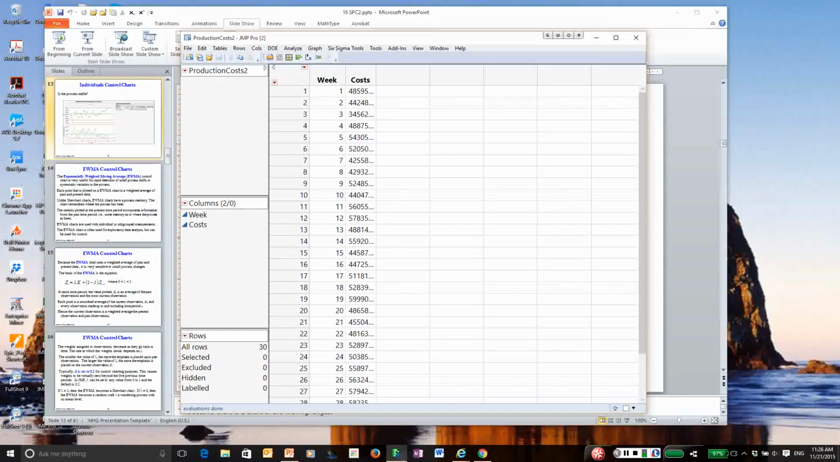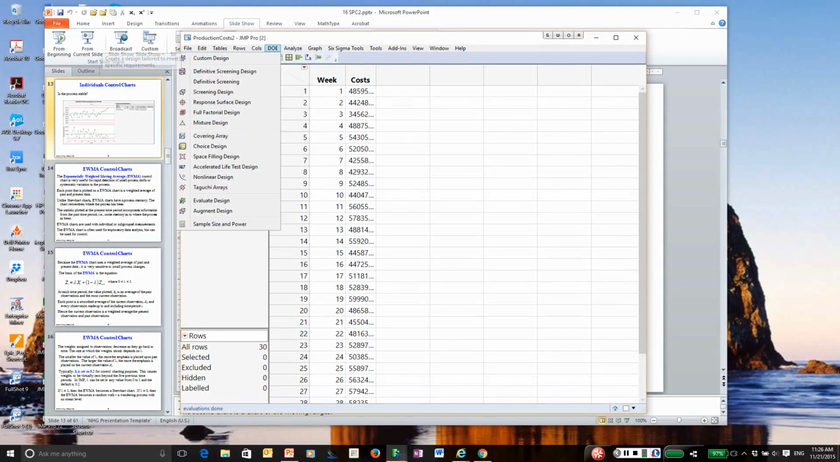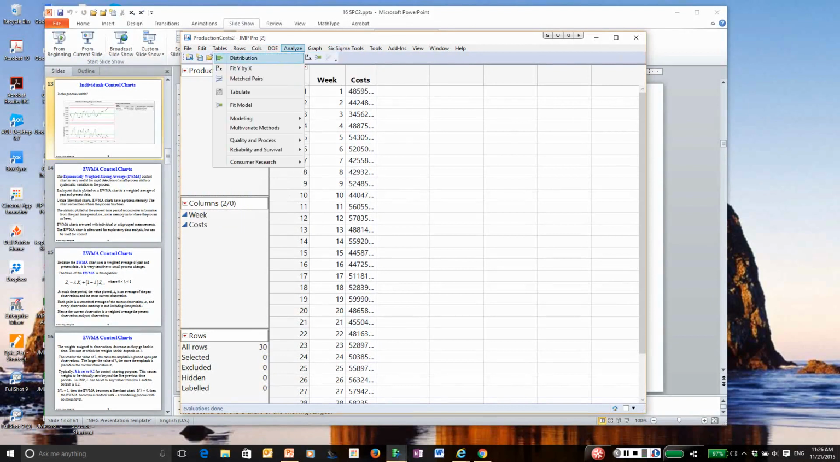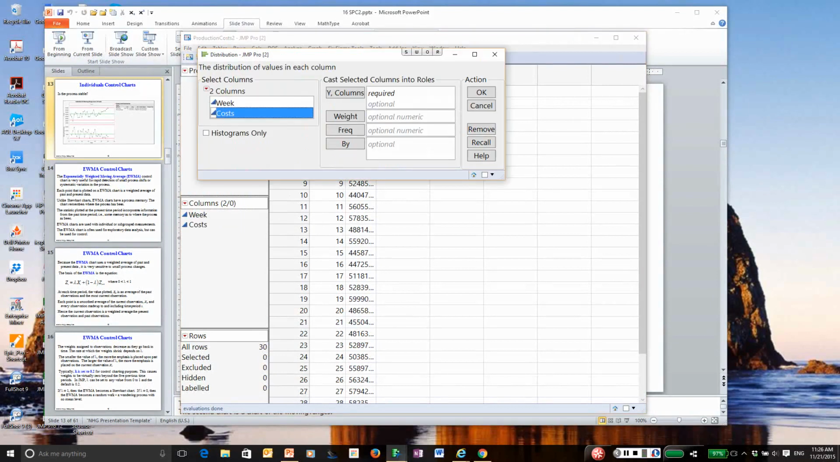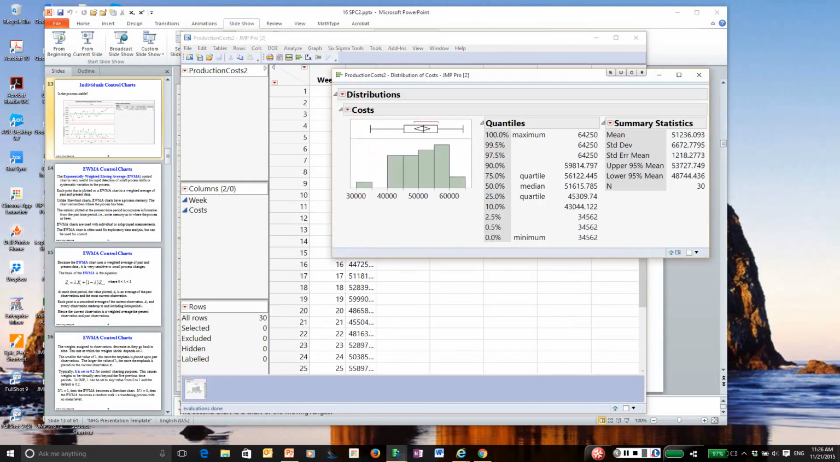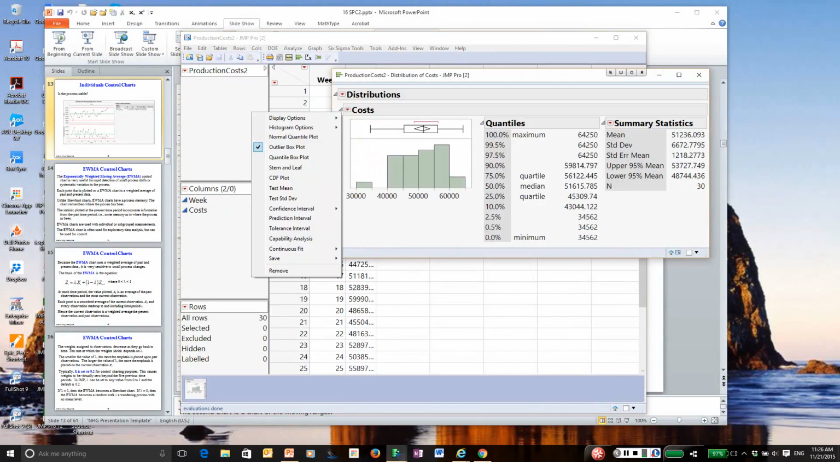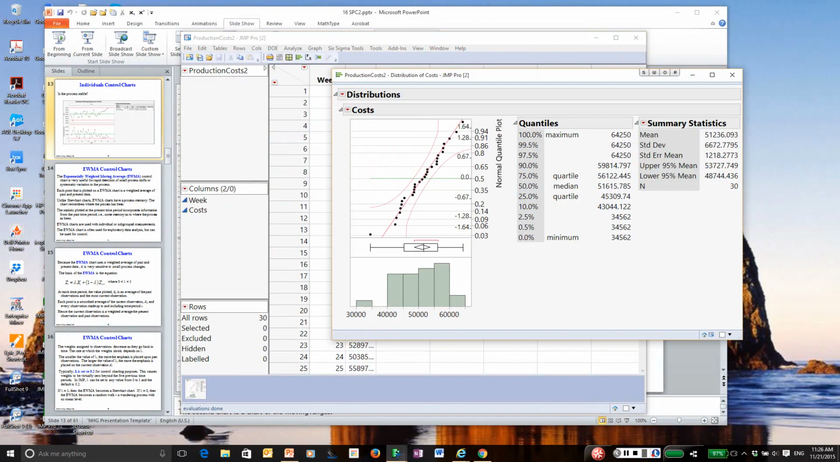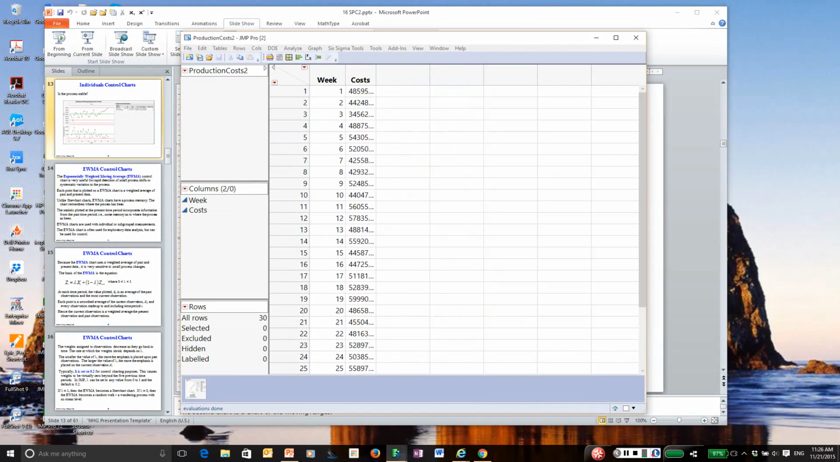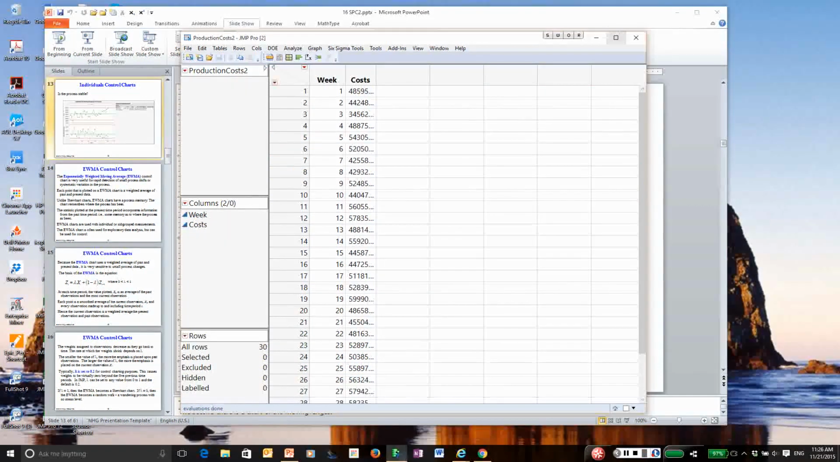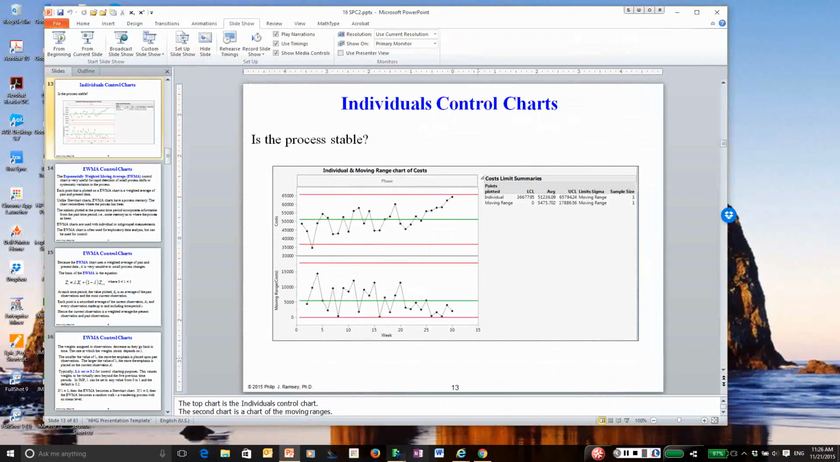And if you're interested in the normal quantile plot, just as a review, you would go to Analyze, Distribution, and Costs is the column of interest. And then in the Report menu, you would select Normal Quantile Plot. Okay, so I'm going to go back to the notes.